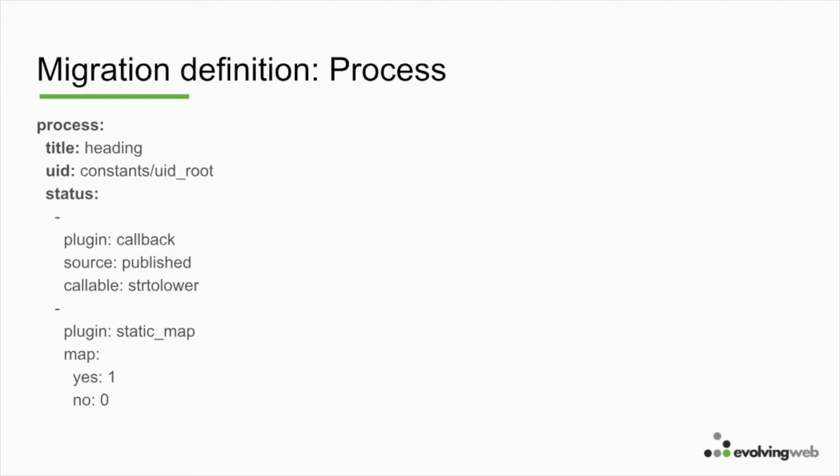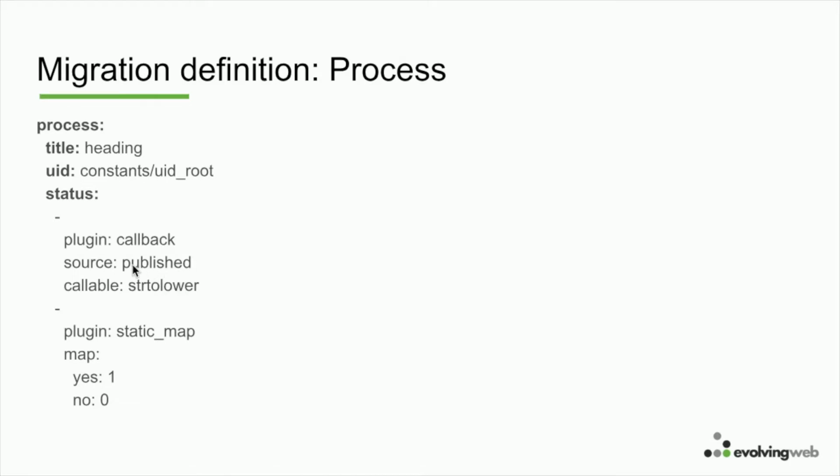Then you can do multiple plugin calls. For example, for status, I'm using the callback plugin, which takes the data which is provided in the published column, which is defined by source. So what I'm saying here is take the data in this published column and send it to the callback plugin. And I'm telling the callback plugin, please call the str2lower function on whatever data was passed to you.